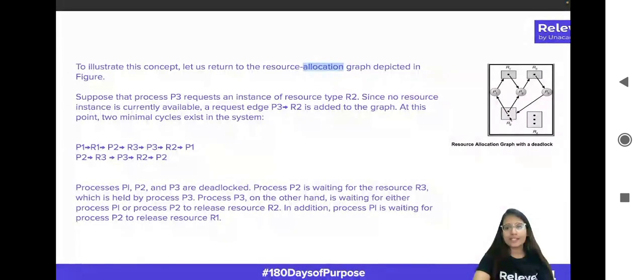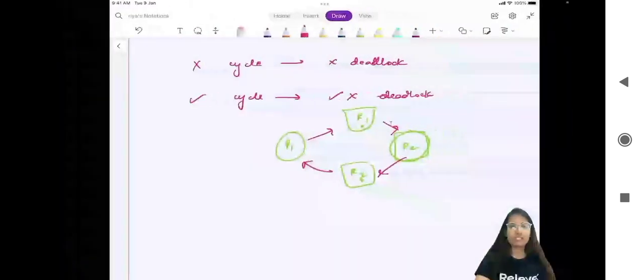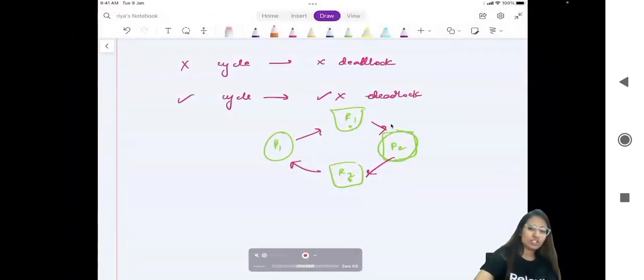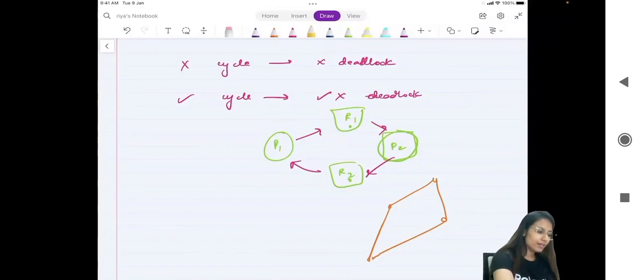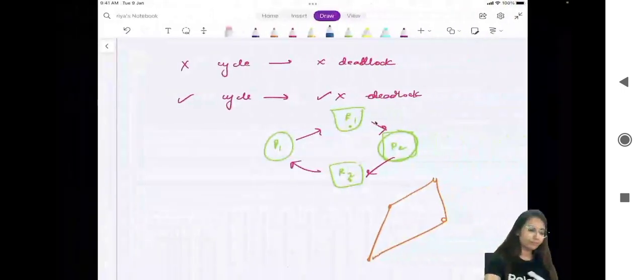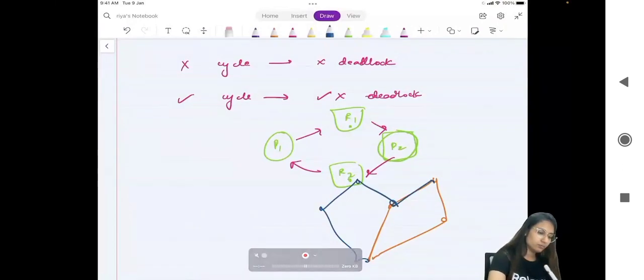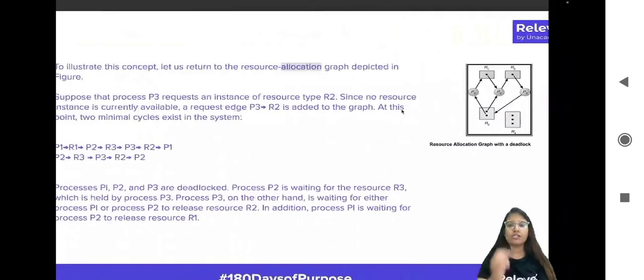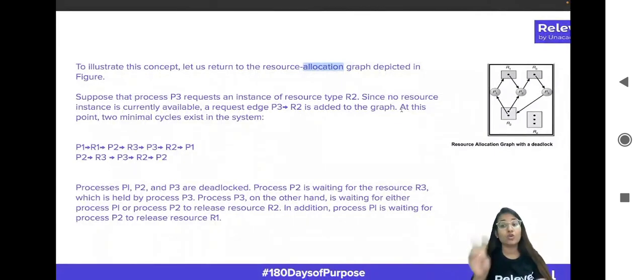And the second cycle that exists is P1 to R1 to P2 to R3 to P3, then R2, and then P1. So it's more or less like this. There is a cycle which exists in this format if you look at the graph, and there is a cycle that exists in this format. Follow these two markers on this graph and you will understand what cycles exist. So there are two cycles over here.